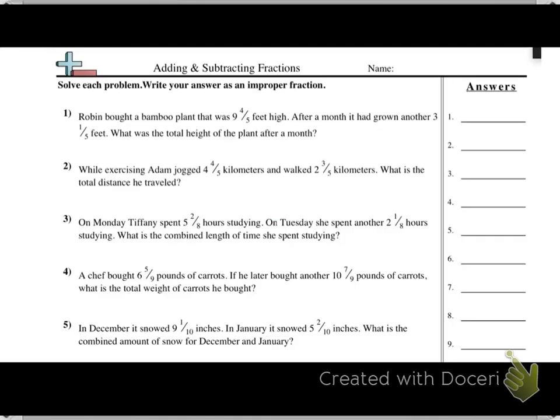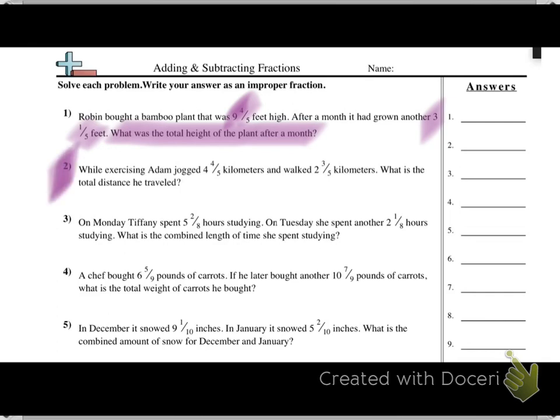All right, today's work, I'm going to read through them. Number 1 says this. Robin bought a bamboo plant that was 9 4 feet tall or high. After a month, it had grown another 3 1/5 feet. What was the total height of the plant after a month?